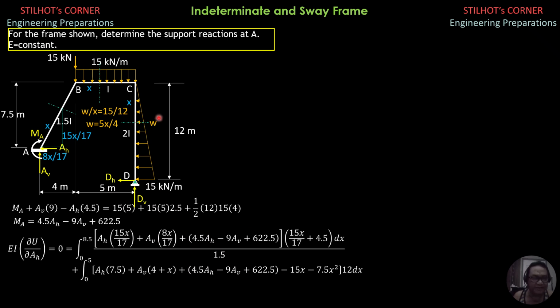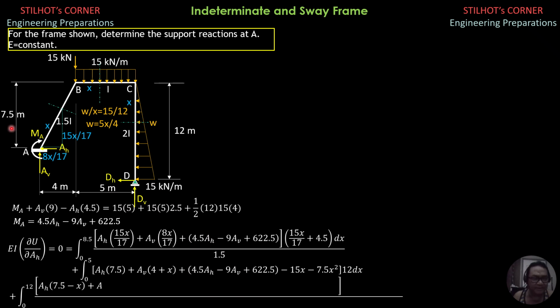Then in the last section, plus integral of AH times quantity, 0 to 12, by the way, limits, AH times 7.5 minus x plus AV times 9, then plus MA, which we just copy, then minus 15 times 5 minus 15 times 5 times 2.5, then minus 1/2 of x, 5/4 of x, x over 3, and that's negative 5 over 24 x cubed. Derivative with respect to AH is 7.5 minus x plus 4.5, or 12 minus x.